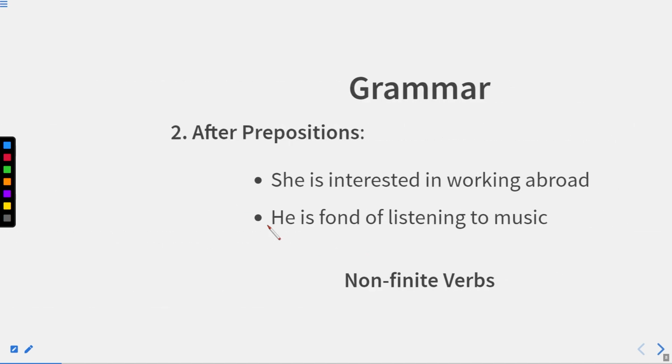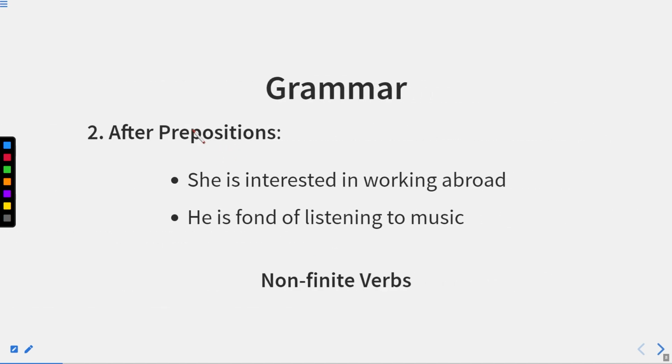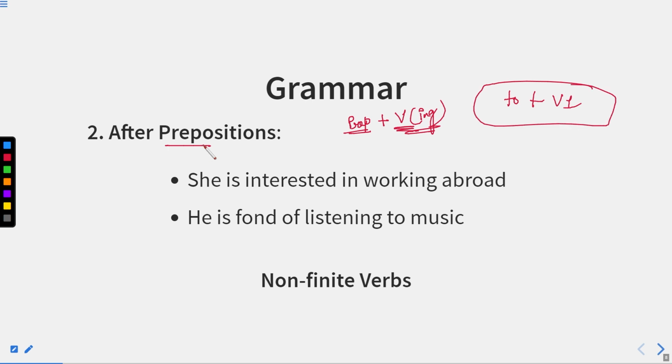Now, for example, we can also have the structure of after prepositions. Whenever we have any preposition, the verb which comes after this preposition should be in ing form always, and this is known as gerund. Except to, because after to we only have verb first form, because this is infinitive form. But for the rest of the prepositions, after them we can only have a structure of verb plus ing.